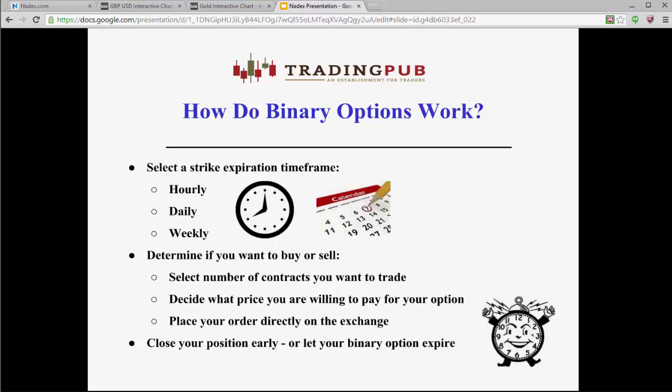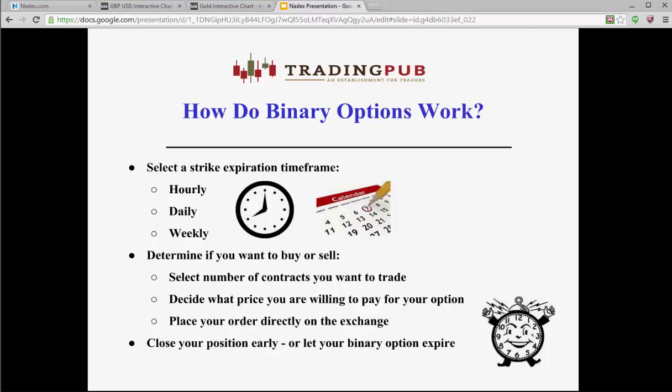Then what you're going to do is take a look at what you want the expiration of your contract to be. Nadex works in defined time periods. So you can choose an hourly strike price, hourly expiration, daily expiration, or weekly expiration. You have a lot of contracts that you can take.